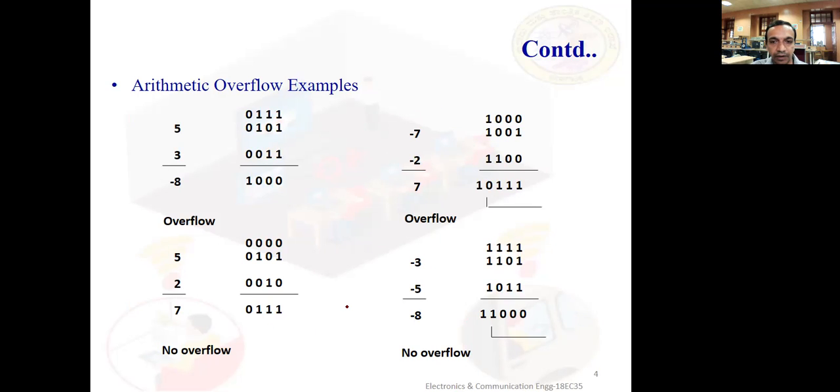No overflow we have already seen, so let us not discuss that now. You can see here, let us say I'm trying to add -7 with -2. The result of this is actually -9.